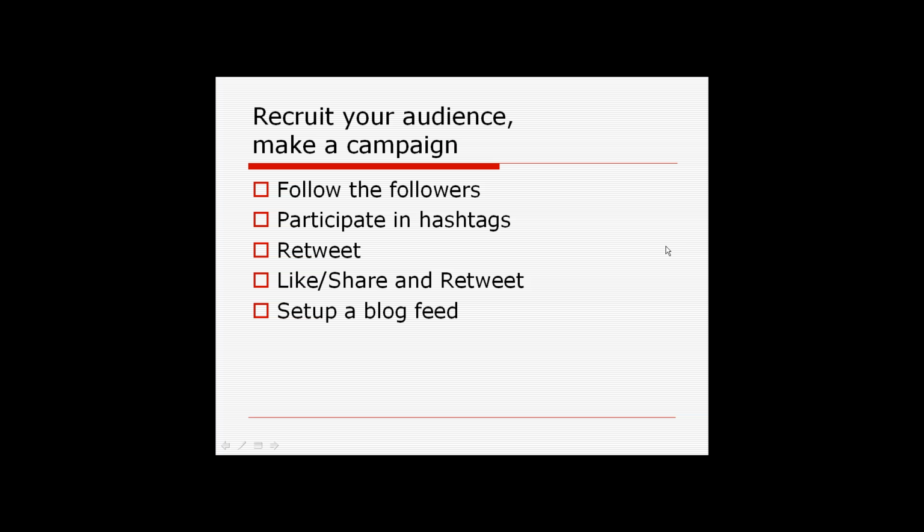So once you have all of the sites you want to do, you can, for example, what's called follow the followers. You can begin to participate in the hashtags of the list that you've created. You can tweet, you can retweet, you can find the corresponding Facebook page, like, share, and retweet. And you can also set up a blog feed. So once you know exactly where you want to be, you can actually start to interact on the campaign.